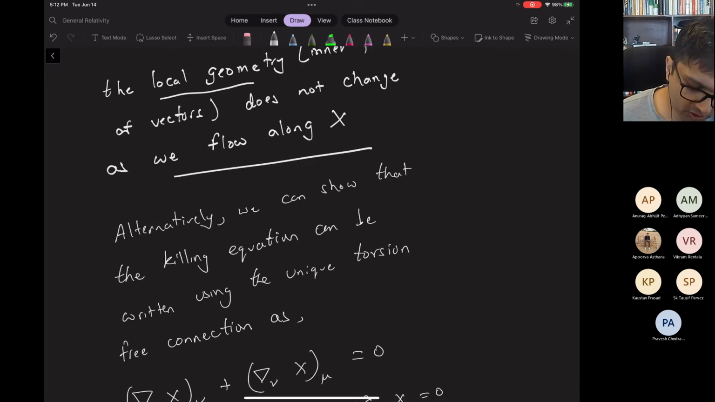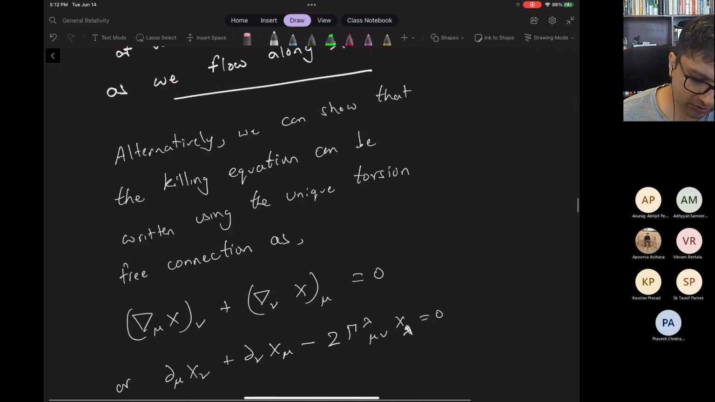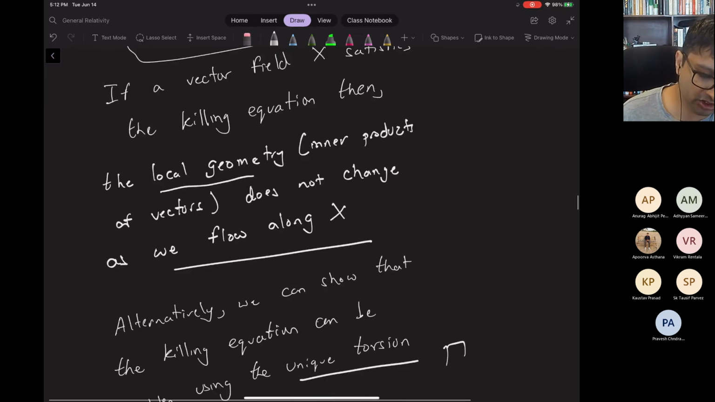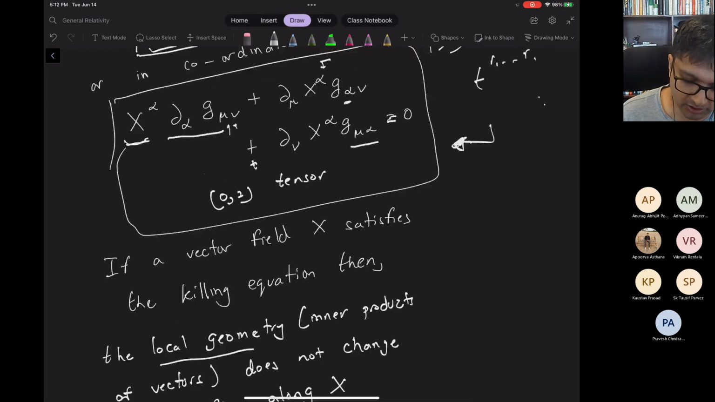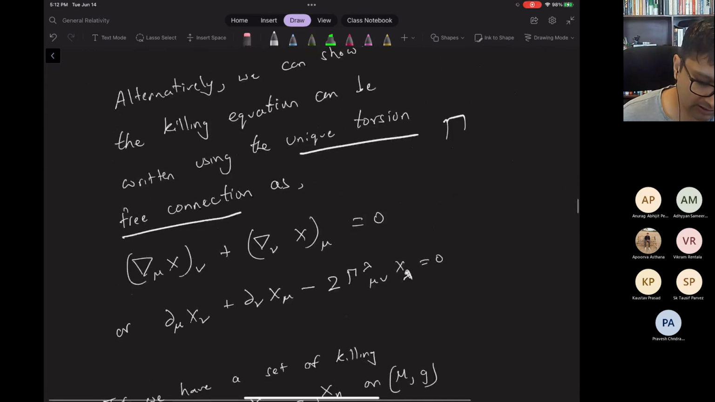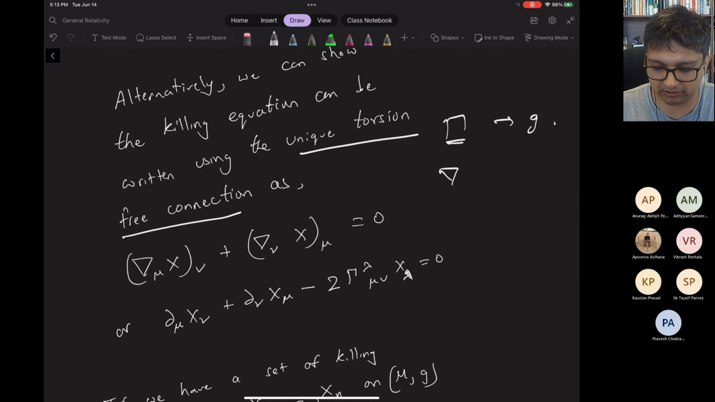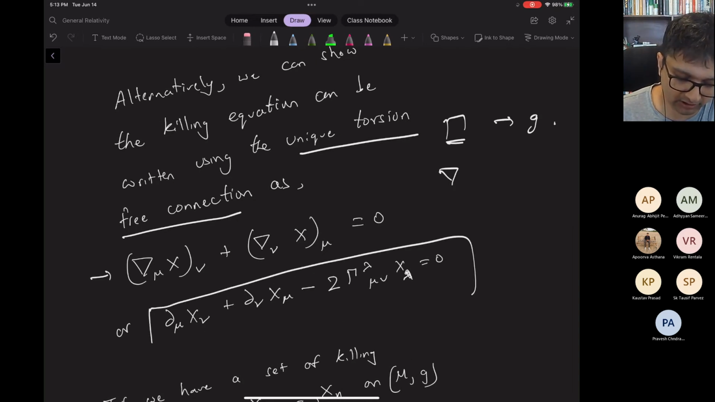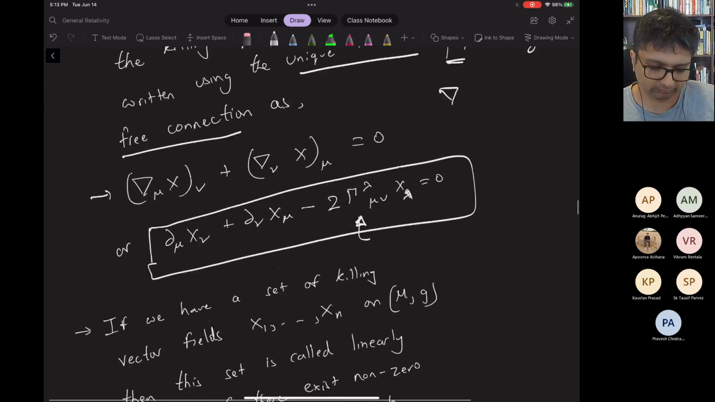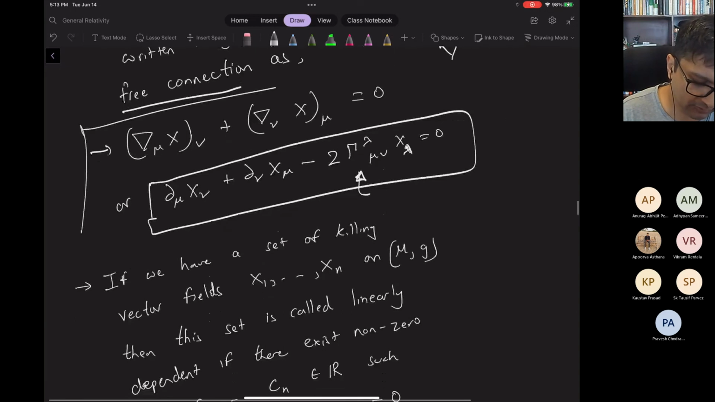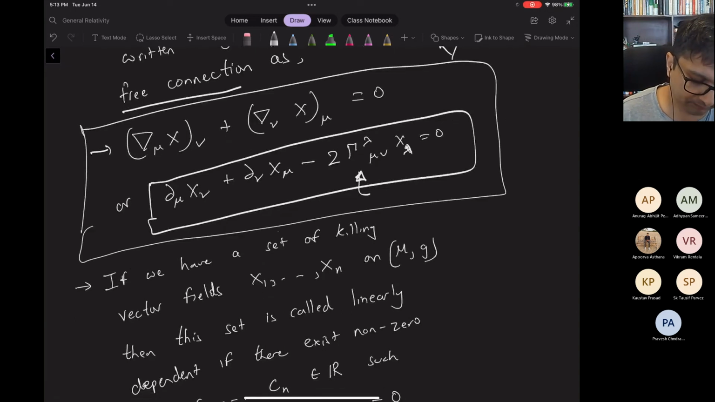And alternatively, we can show that the Killing equation can be written by using the unique torsion-free connection, that is your Christoffel symbol gamma. Again, this is an exercise, you can show that this equation can be written in the form del mu X nu plus del nu X mu is 0, where this del depends on the Christoffel symbols, which depends on the metric. Alternatively, this can be written using explicitly the Christoffel symbol like this. I'm going over this a bit fast because we've already seen this before.